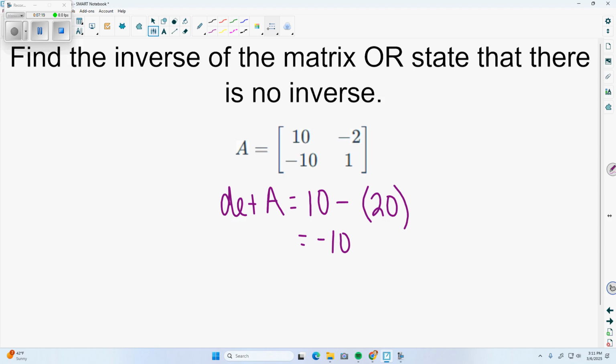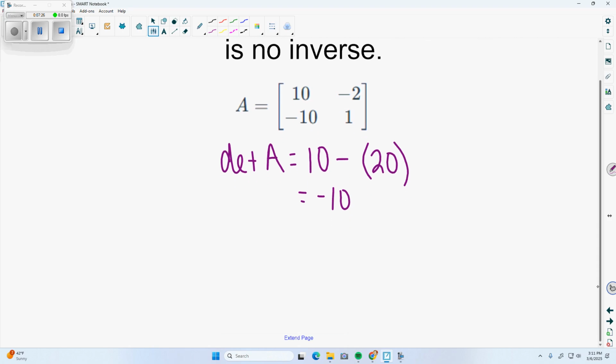That's not our answer, but it's going to help us find the inverse. We need that value to find the inverse. Now we use that as the denominator of our scalar out front. 1 over negative 10 here. Now don't forget, we flip-flop across the diagonal. We change the signs across the other diagonal. Since they were both negative, they now become positive here.